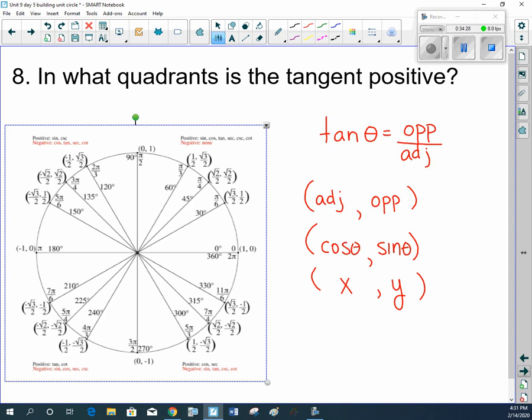So basically, you're looking for a place where when you do the tangent and you divide the opposite side over the adjacent side, you end up with a positive. Well, that can only happen in the first and the third quadrant, because remember, in this quadrant right here, it's always a positive number and a positive number. So a positive divided by a positive would stay positive. And in the third quadrant, they're both negative. So a negative number divided by a negative number is also a positive number. So tangent is positive in the first and the third quadrant.